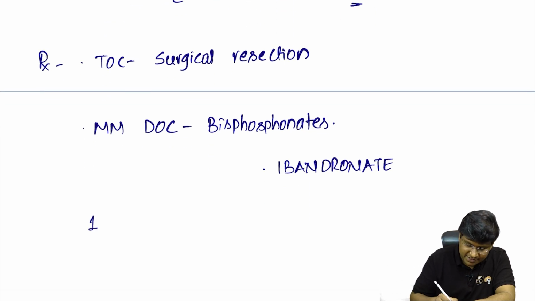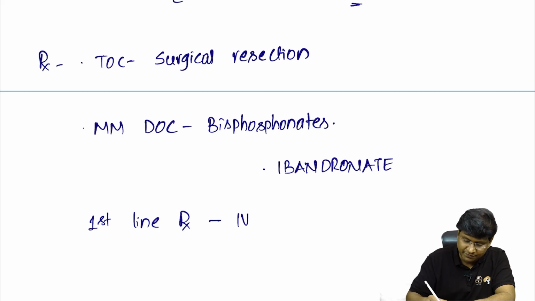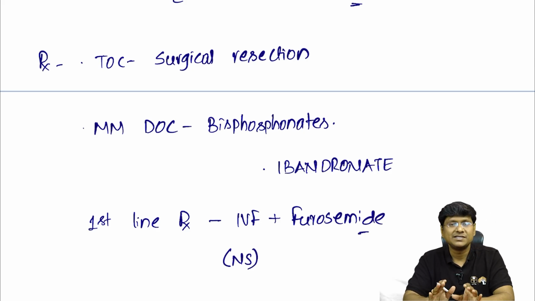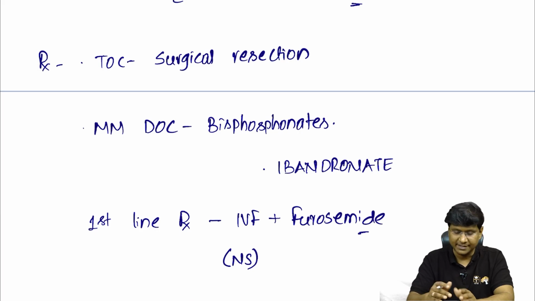But what will be the first line treatment for hypercalcemia? The first line treatment for hypercalcemia is to give IV fluids plus furosemide. This will cause the flushing out of the calcium from our body, and the IV fluids include normal saline. So this is about the treatment of hyperparathyroidism.